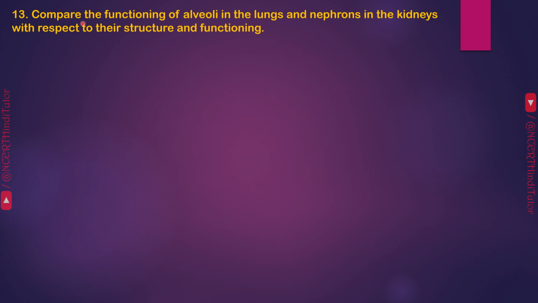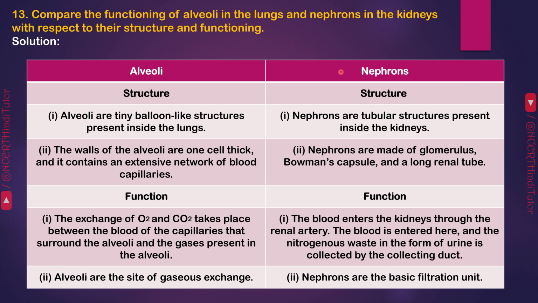Question 13. Compare the functioning of alveoli in the lungs and nephrons in the kidneys with respect to their structure and functioning. Answer. Alveoli and nephrons. On the basis of structure, alveoli are tiny balloon-like structures present inside the lungs, while nephrons are tubular structures present inside the kidneys. The walls of alveoli are 1 cell thick and contain an extensive network of blood capillaries. Nephrons are made of glomerulus, Bowman's capsule, and a long renal tube.